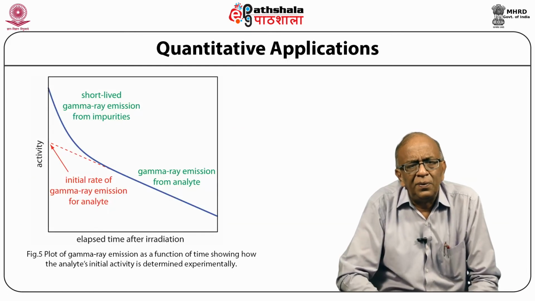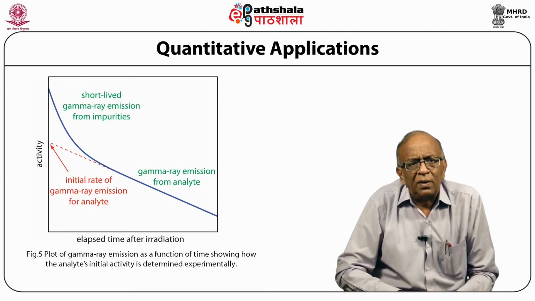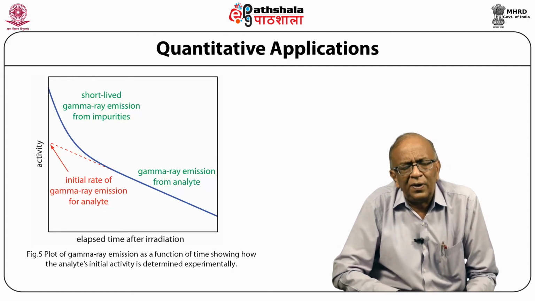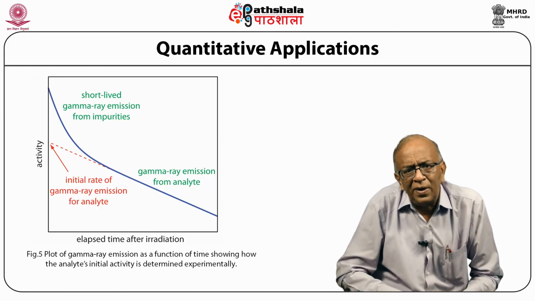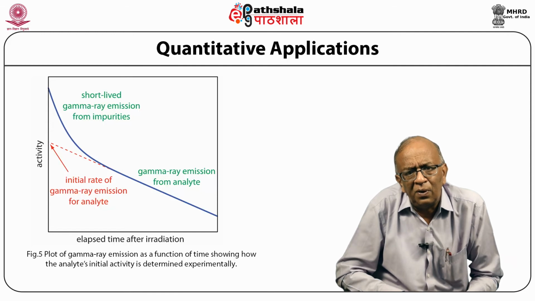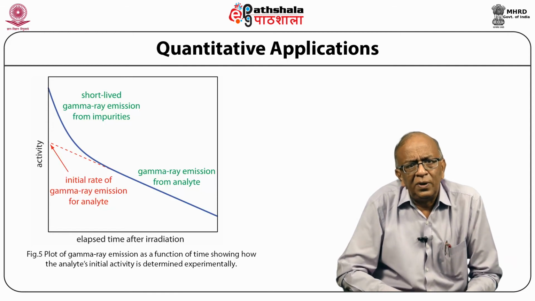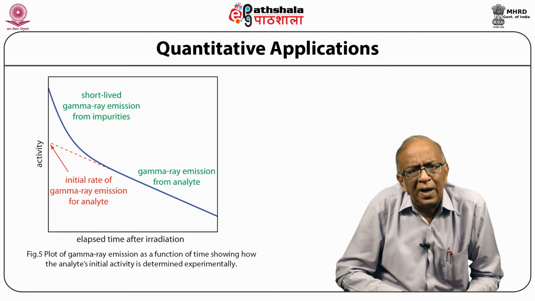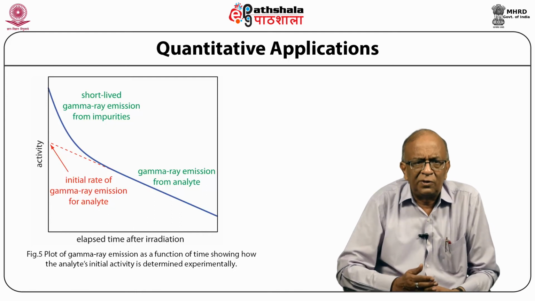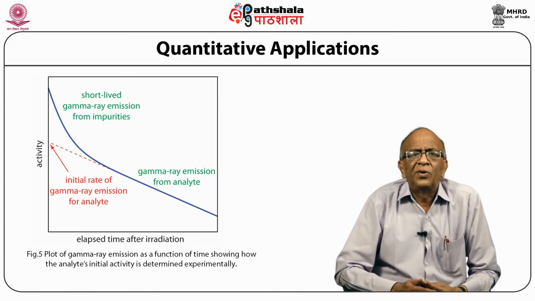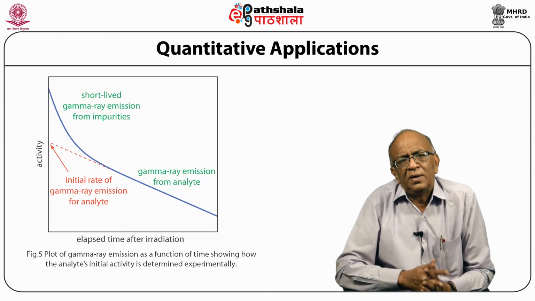In figure 5, it is illustrated how gamma ray emission occurs. It is a plot of gamma ray emission as a function of time, showing how the analyte's initial activity is determined experimentally, and how the changes take place and the half-life is determined experimentally.